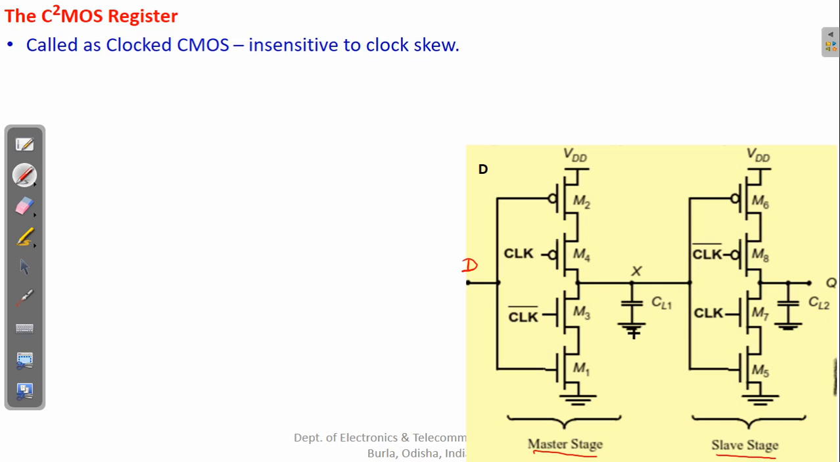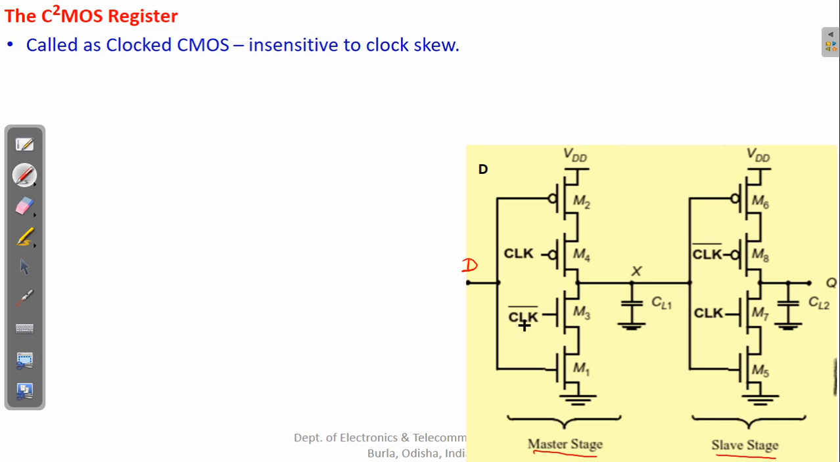This is the parasitic capacitance CL1, the load capacitance for the first stage, and this is the second stage load capacitance, which is actually the final output Q. So now let us try to figure out the functioning of this master slave C square MOS register.